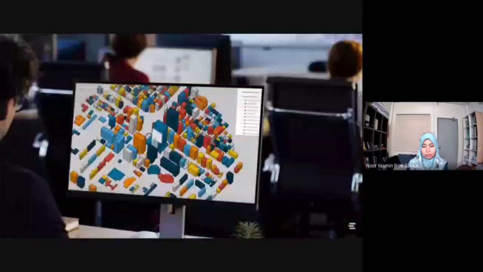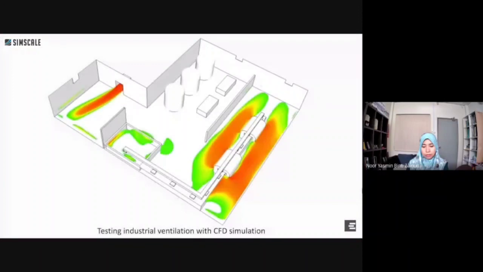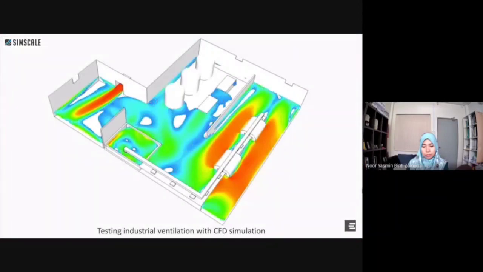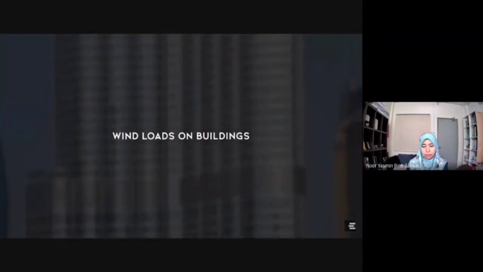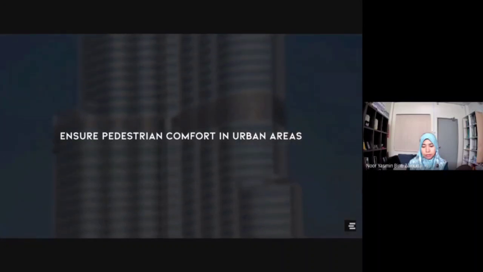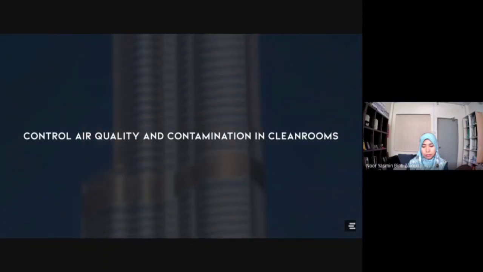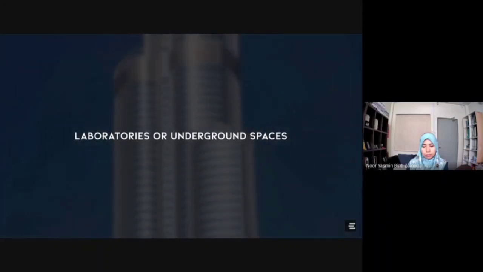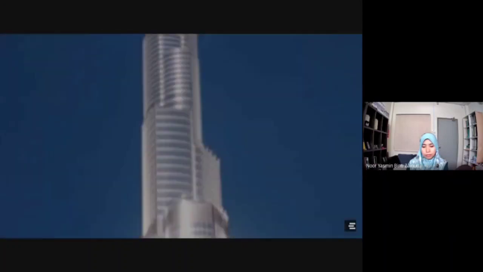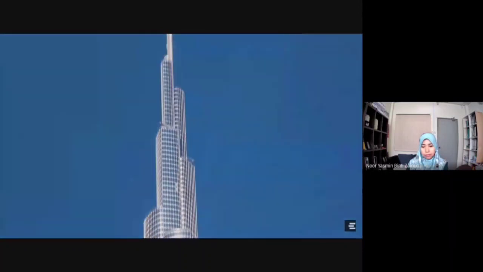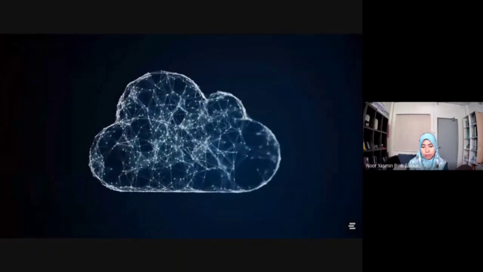As technology continues to advance, computer-aided engineering (CAE) software is also becoming part of the construction industry. CAE, also called engineering simulation, can be used by engineers and architects to predict wind loads on buildings, ensure pedestrian comfort in urban areas, validate HVAC systems, control air quality and contamination in homes, laboratories, or underground spaces, predict smoke spread, and optimize thermal comfort. Although not usually integrated with BIM software yet, simulation tools are becoming more and more accessible through cloud computing.